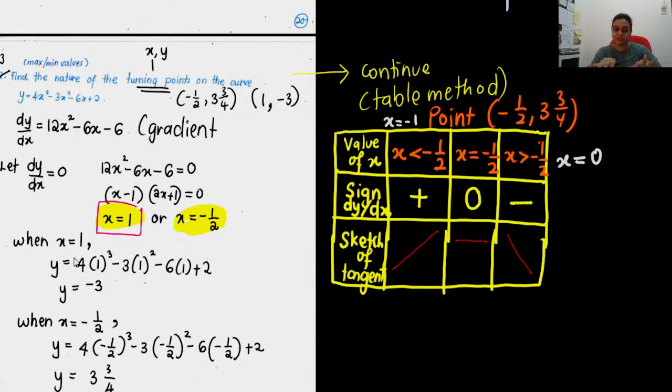So we're not going to apply for this table. The values that you're going to choose are within the range of smaller than negative 1 over 2 and bigger than 1 over 2. Okay, I hope you're getting it.